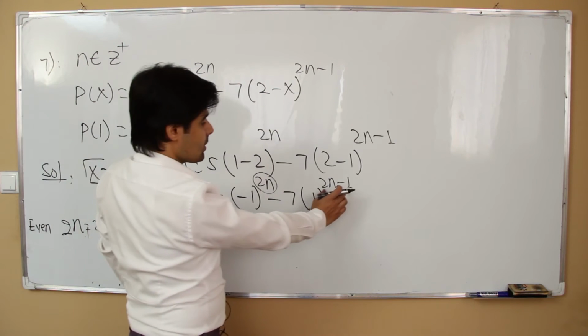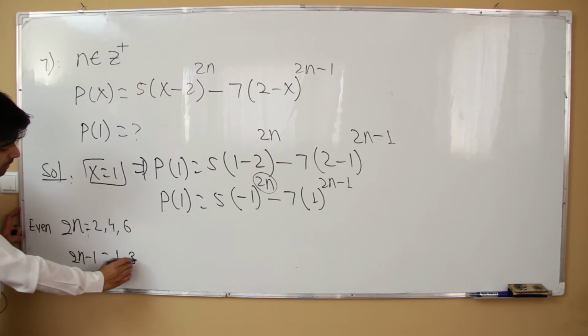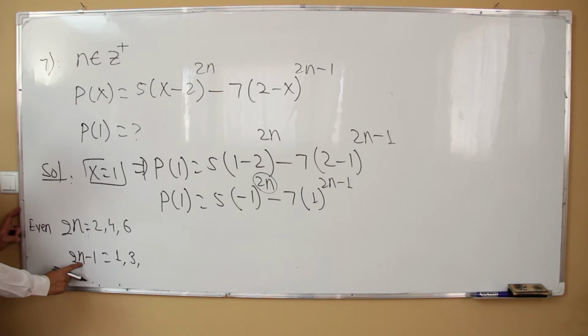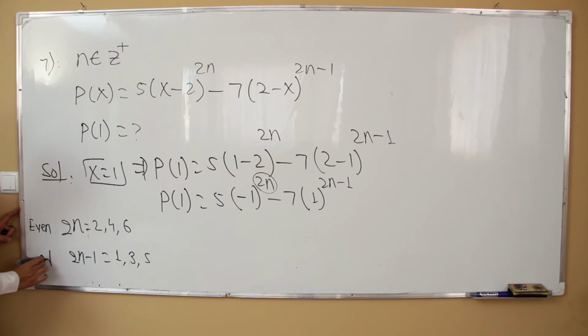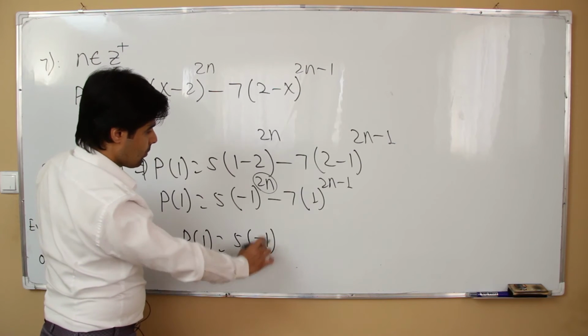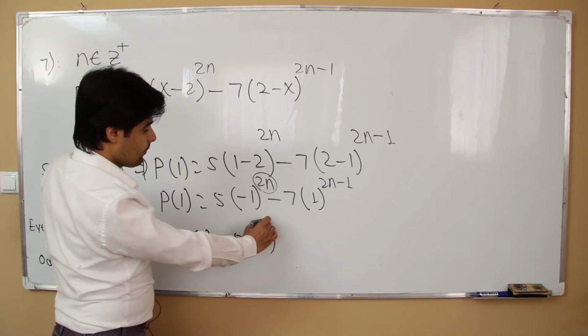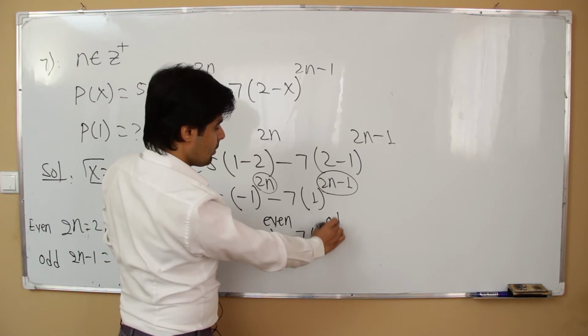Now solve this part, 2n minus 1. Instead of n you have to put positive integer. For example, 1. 2 times 1 it's 2, 2 minus 1 it's 1. 2 times 2 it's 4, 4 minus 1 it's 3. For example, we put 3. 2 times 3 it's 6, 6 minus 1 it's 5. It means that this one is an odd number. So we found P(1) is 5 times minus 1, raised to an even number, minus 7 times 1, raised to an odd number.